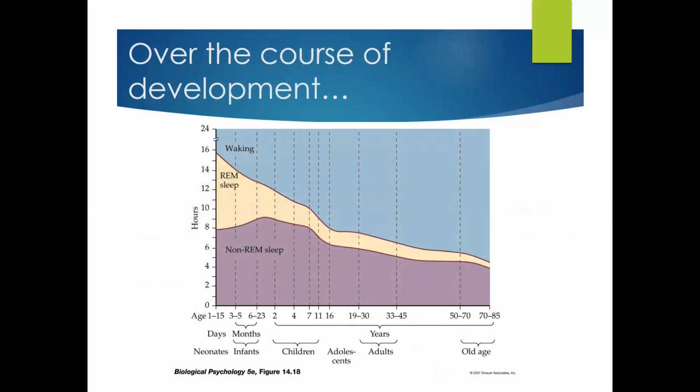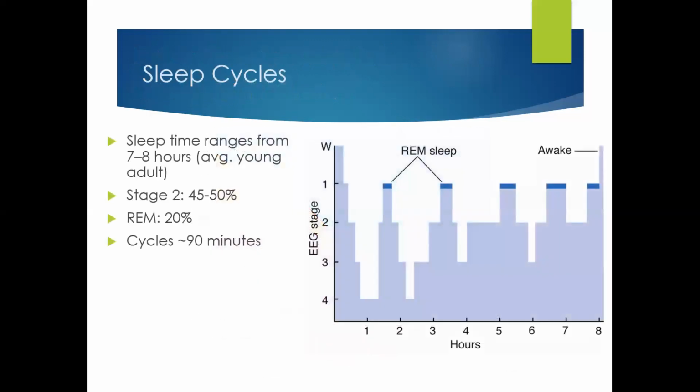Now we're going to talk about the course of development in much more detail, but just to give you an idea, we do see differences from birth to old age in how much non-REM and REM sleep you're getting. Many older people have a harder time falling asleep and staying asleep. We're going to talk about some of the reasons why, but I do want to note that a lot of the research done on older people has been done on people who have a lot of medical issues and take a lot of different medications. So there's kind of an argument in the field about how many problems are actually age related versus disease related, and we're going to talk much more about that later on.